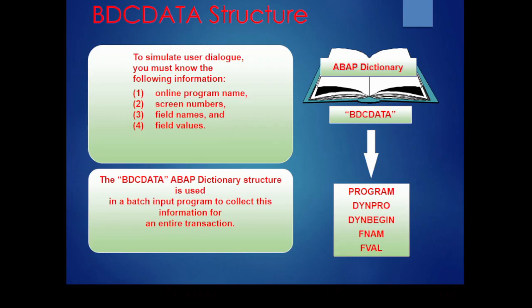When you code a batch input program, the ABAP dictionary structure BDCDATA is used to collect this information into the following fields. Number one, PROGRAM. DYNPRO, number two, screen number. DYNPRO. Number three, DYNBEGIN, a flag to indicate the start of a new screen. FNAM, the field name of a screen field to be filled with data. FVAL, the actual value to be filled into the specified screen field. To collect this information from an entire transaction, the BDC data structure will be used to create an internal table.